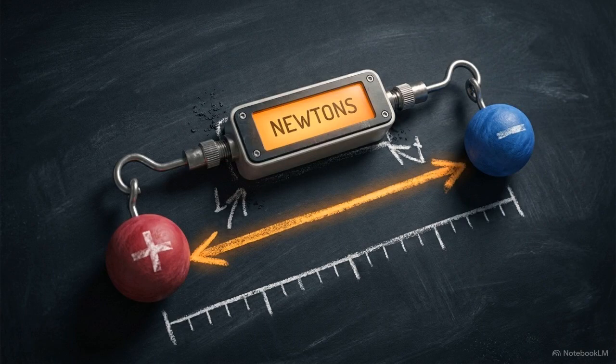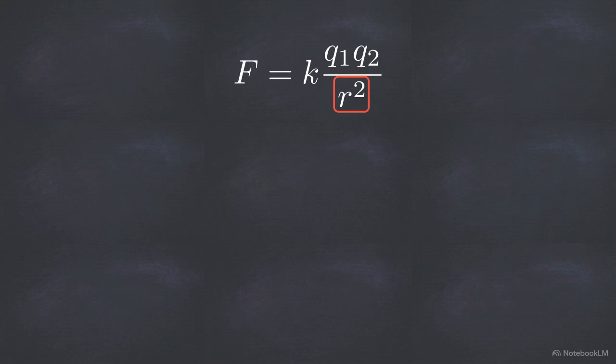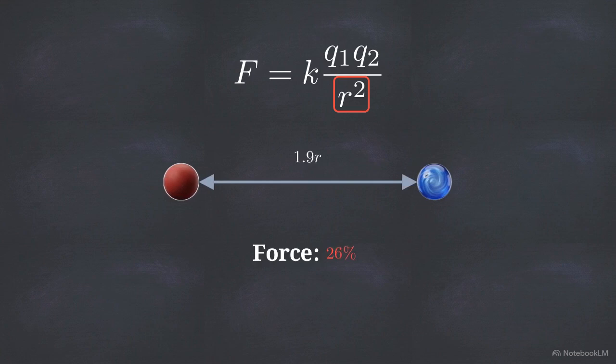Shifting from theory to practice requires us to measure exactly how strong that push or pull really is. This is Coulomb's law. It calculates the exact force between 2 point charges. The most important part of the formula is the denominator, distance squared. If two charges move twice as far apart, the force between them drops by a factor of 4.